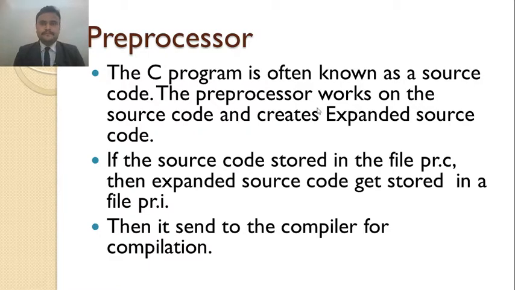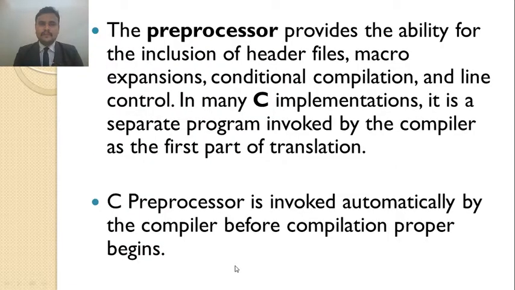There are different preprocessor commands we need to focus on in this video lecture. As I already told you, a preprocessor works on the source code and creates the expandable source code. If the source code is stored in the file pr.c, then the output of the preprocessor is pr.i. Then we pass that to the compiler for compilation. The C preprocessor is invoked automatically by the compiler before the compilation properly begins.